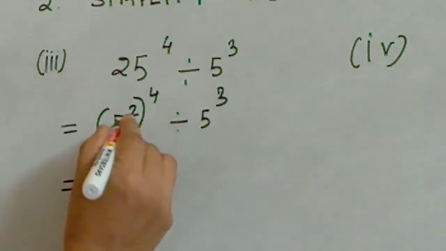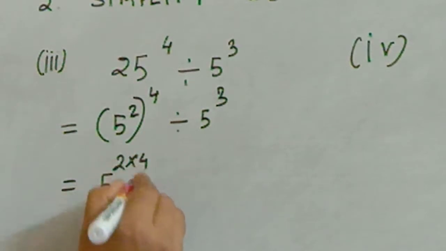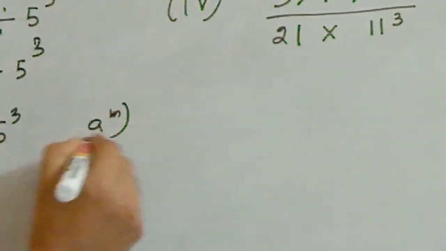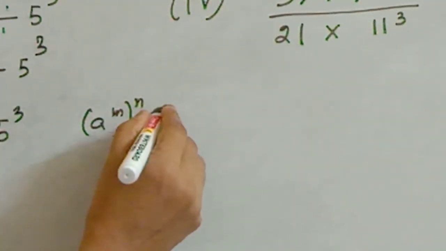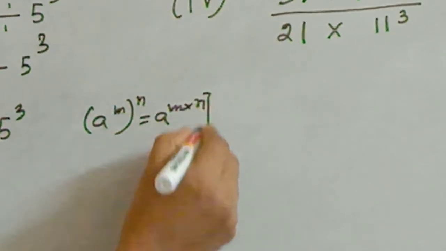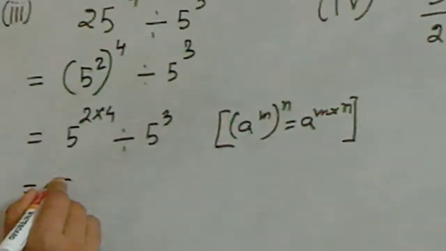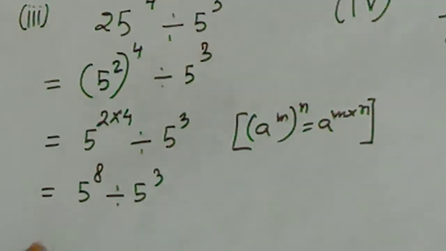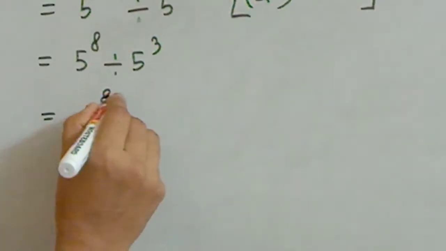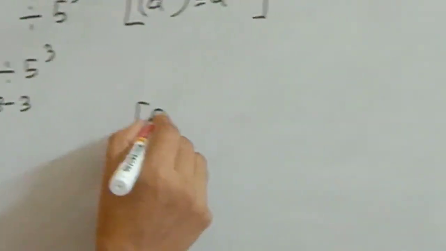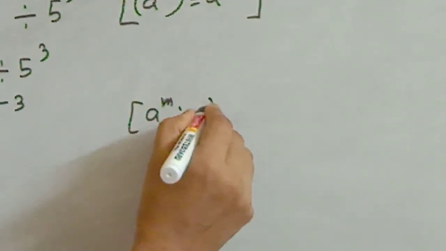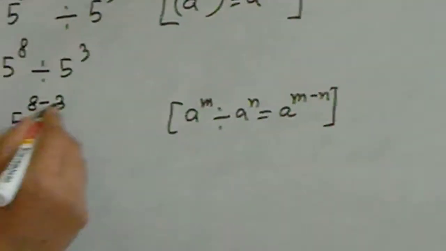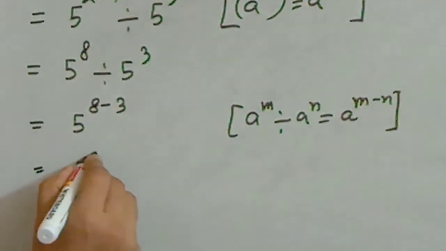Now 5 to the power 2 into 4, divided by 5 cube. As you know, power of power, a to the power m whole to the power n is equal to a to the power m into n. Now 5 to the power 8 divided by 5 to the power 3. Again division sign. So 5 to the power 8 minus 3, as a to the power m divided by a to the power n is equal to a to the power m minus n, 8 minus 3. So 5 to the power 5.